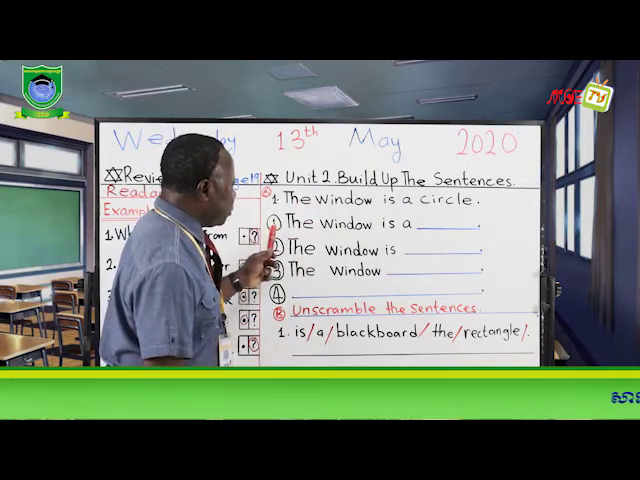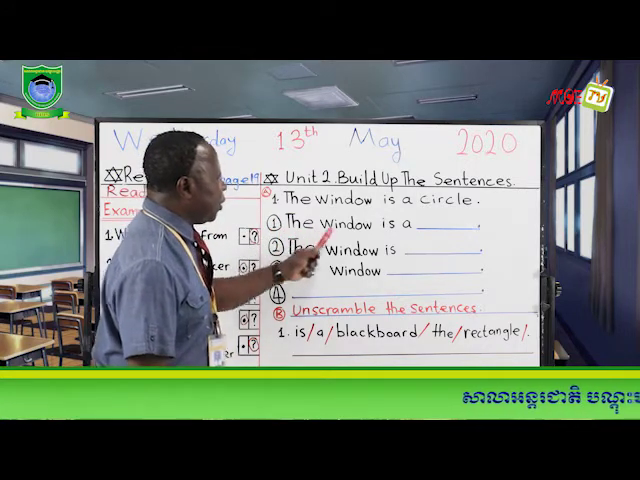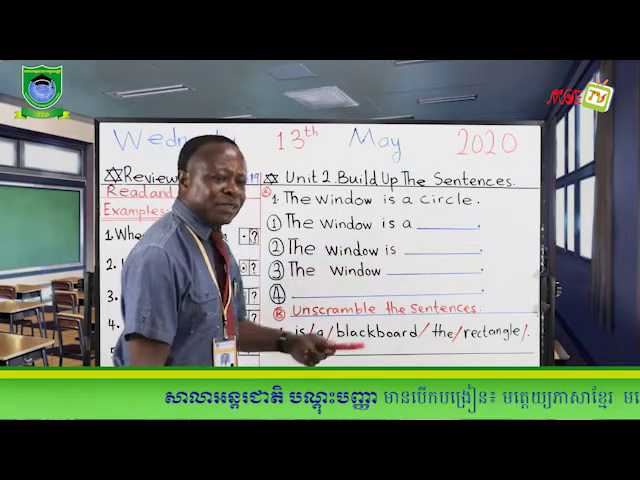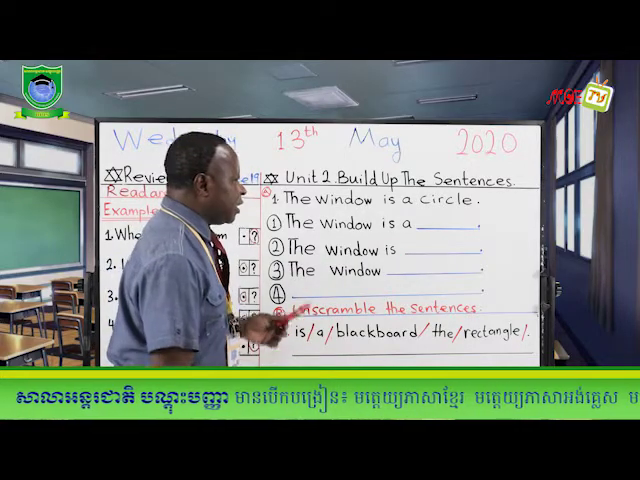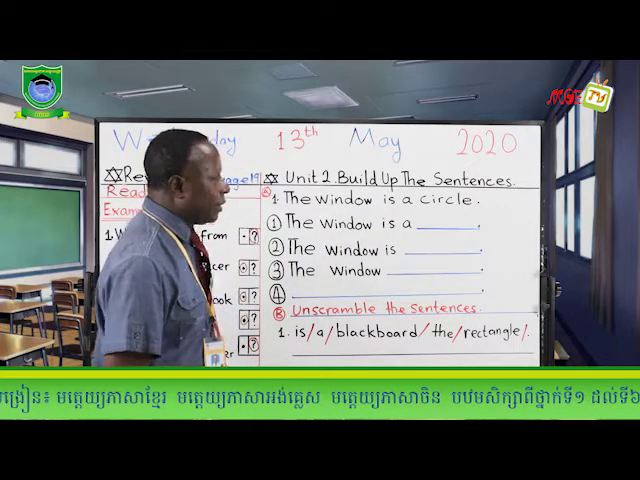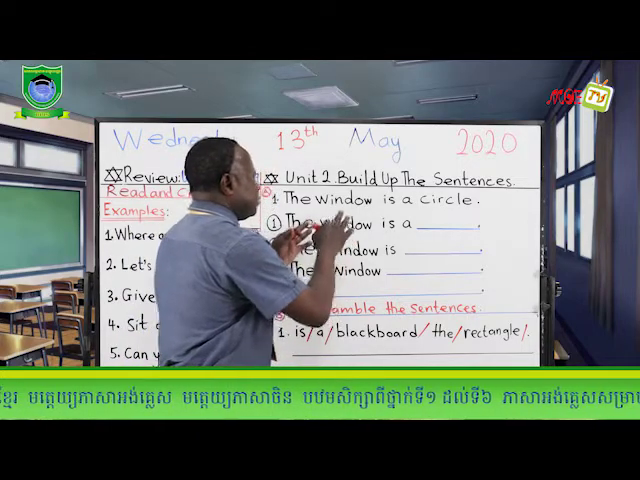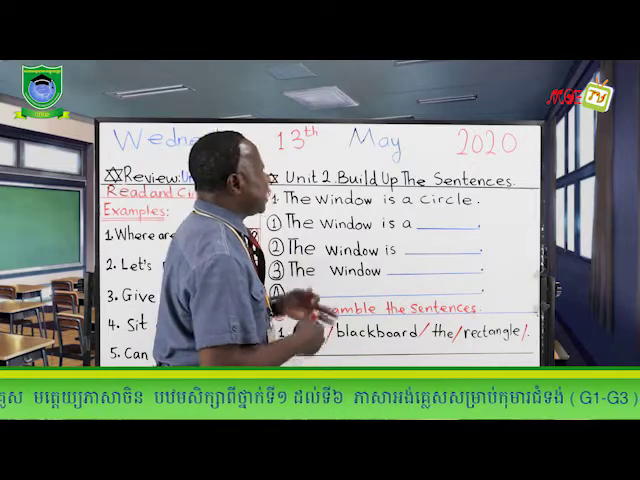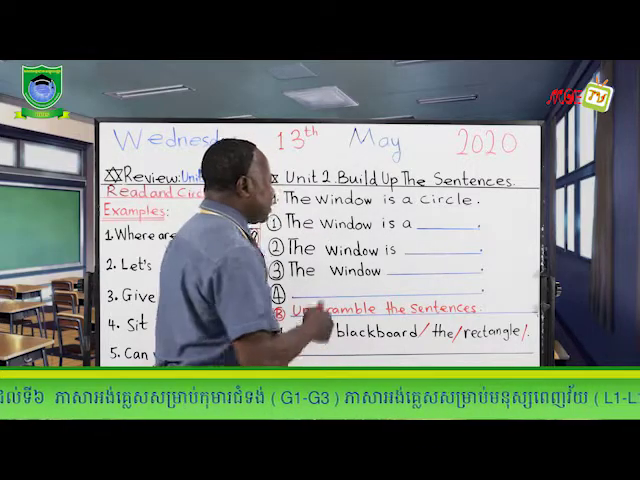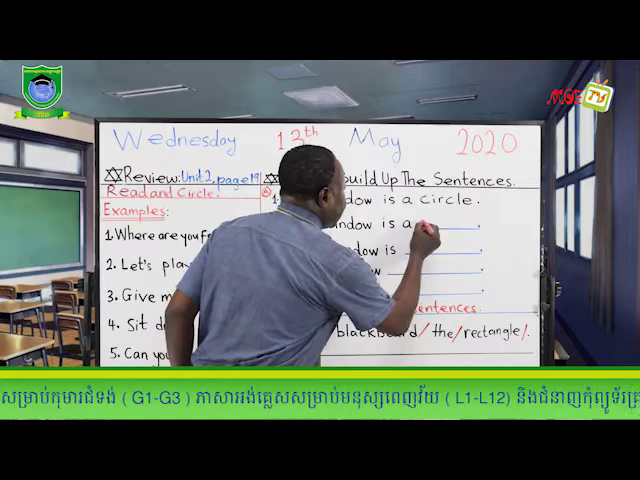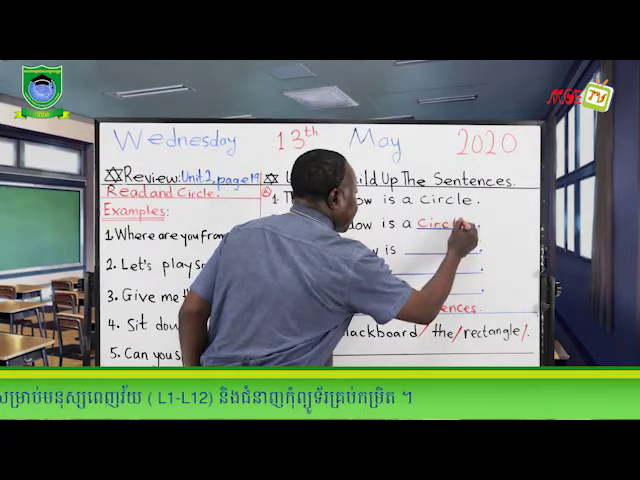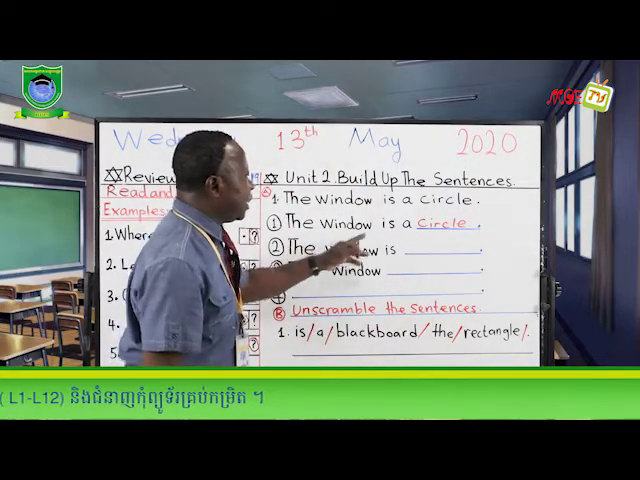So when you look at number one, the window is a, circle is missing. So the sentence is incomplete. To make it complete, we need to add circle to it. That is why we call it build up the sentences. So number one, circle is missing. I'll write circle here. Now it's complete. The window is a circle.